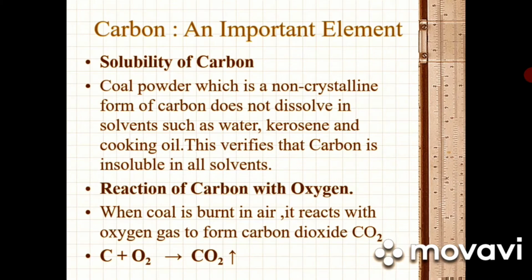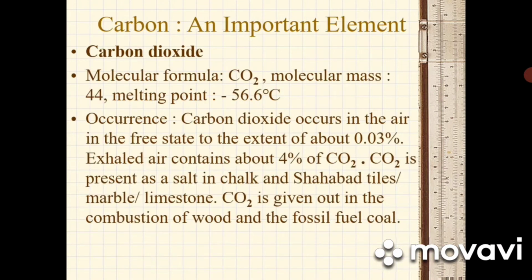When coal is burnt in air, it reacts with oxygen to form carbon dioxide gas. The chemical equation is C + O2 gives CO2. Carbon dioxide. Molecular formula is CO2, molecular mass 44, melting point minus 56.6 degrees Celsius.